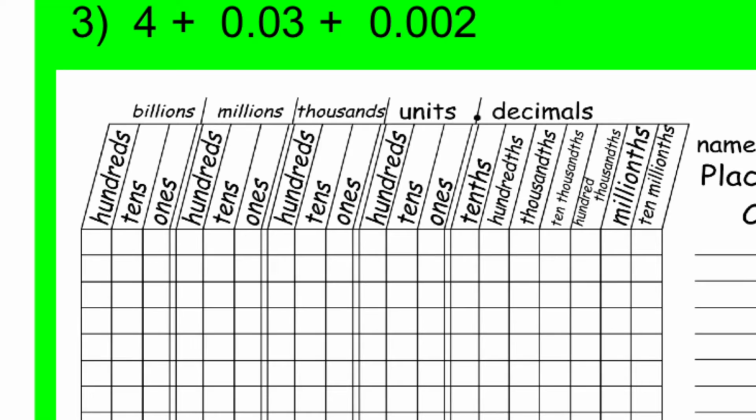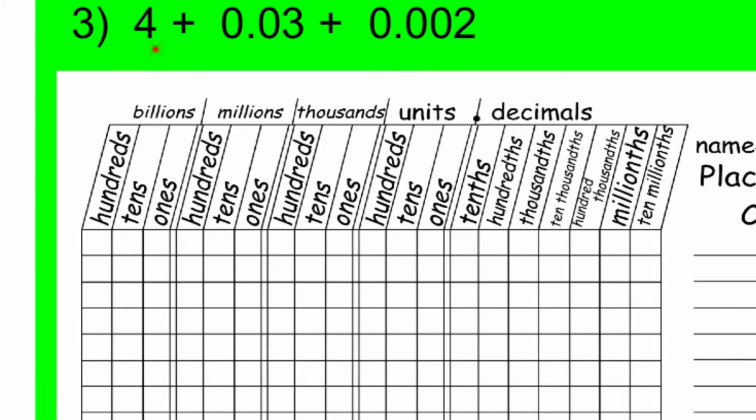Number 3. We have 4 ones. We have 3 in the second decimal spot and 2 in the third decimal spot. So I'll start with 4 ones. There's 4 ones. Next I have my decimal. Now check this out. I have a 3 in the second decimal spot. So my 3 goes in the hundredths. And I have a 2 in the third decimal spot, so my 2 goes in the thousandths.